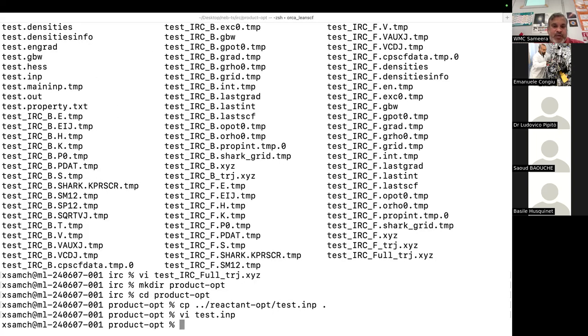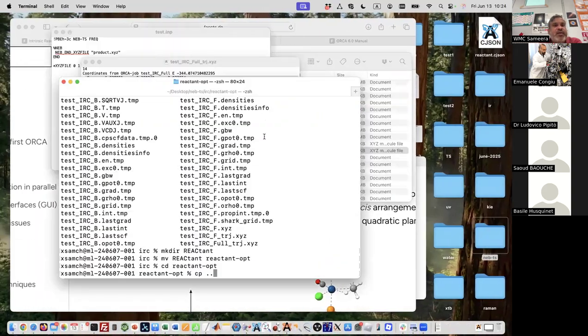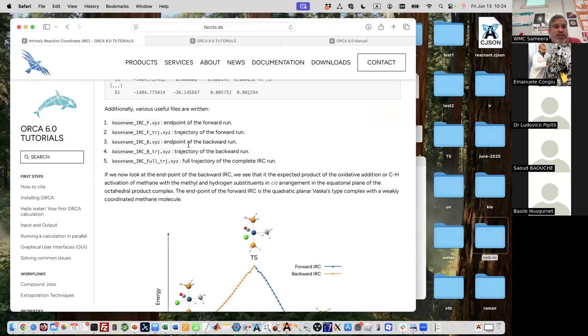Right, okay, so it will take a few minutes to optimize the reactant and the product, and we will look into the data shortly. Meantime, I will give you time to ask questions if you have any.